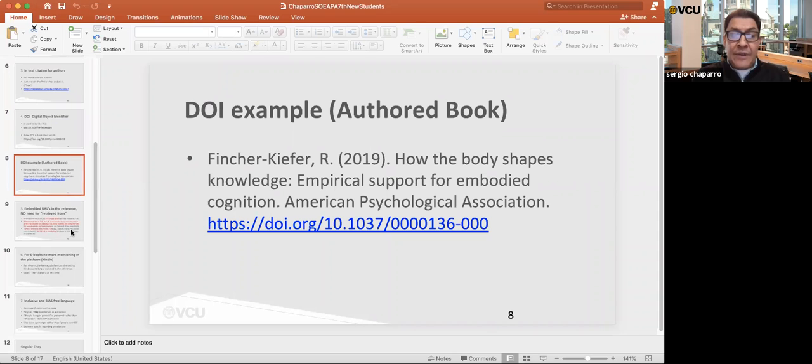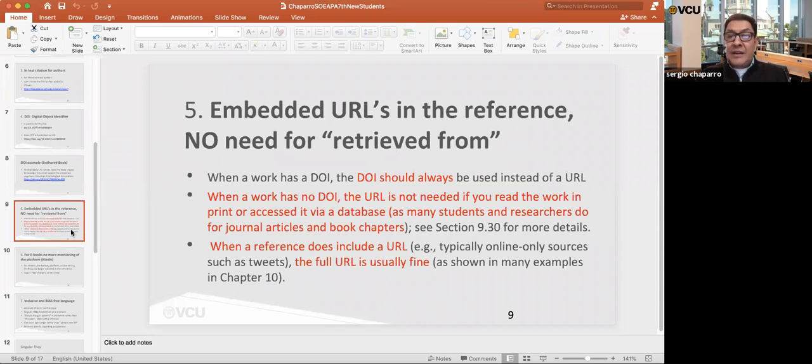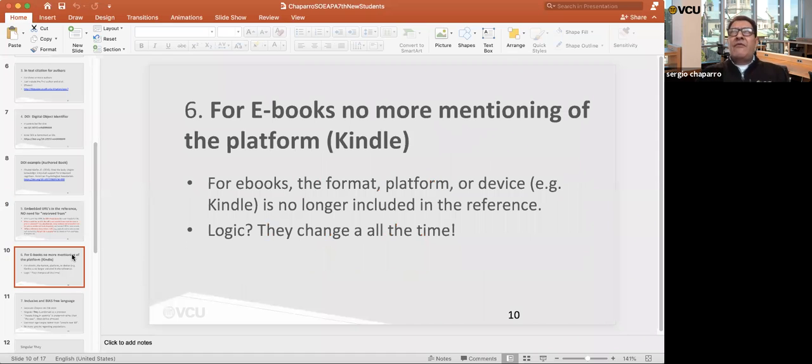We also have new ideas about how to embed the URL in the reference. We don't need to write "retrieved from" anymore, okay? And here I have pointed in red some of the changes that will be useful for you. For electronic books, which are very, very common nowadays, no more mentioning of the platform, for example. We don't need to fight with ourselves about what kind of platform this one is. If it's Kindle, we don't care, okay? It's not included. You don't need to include that in the reference.